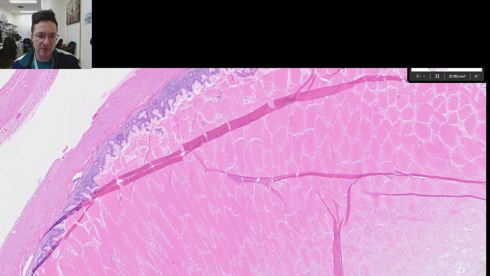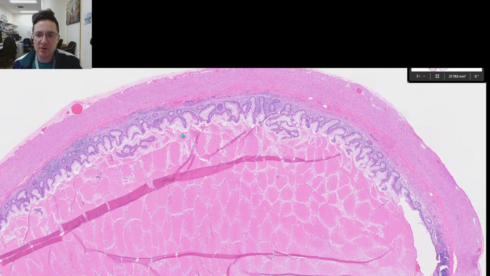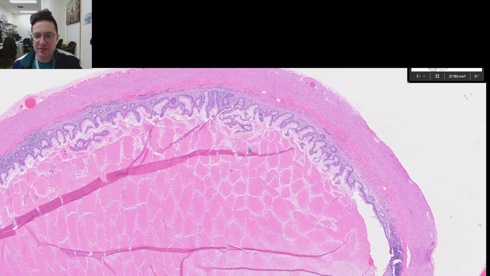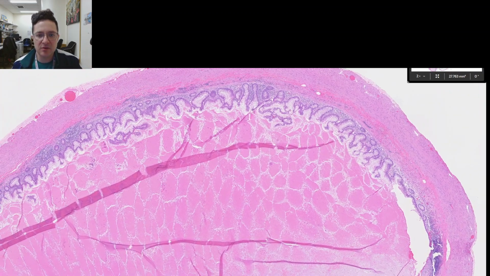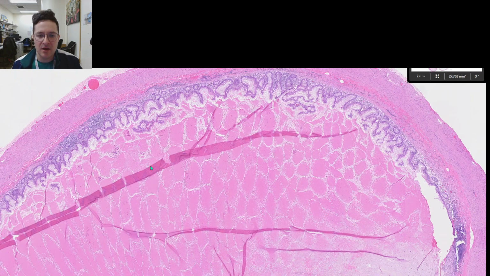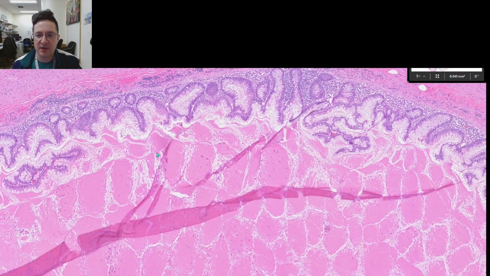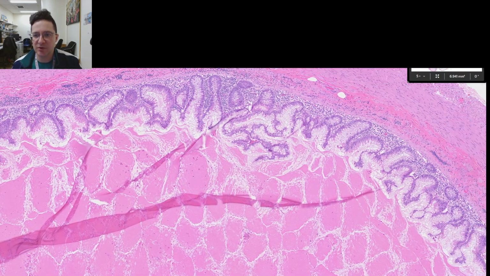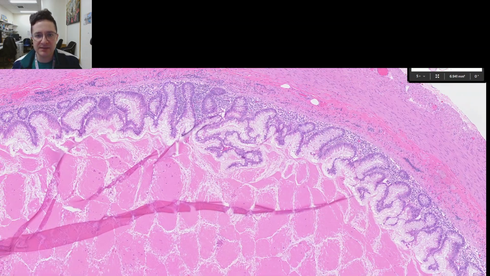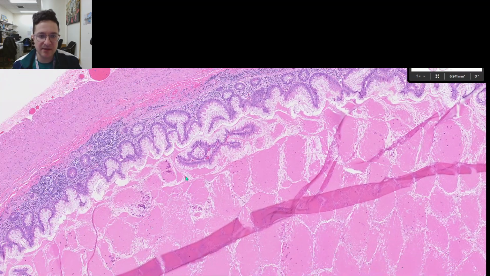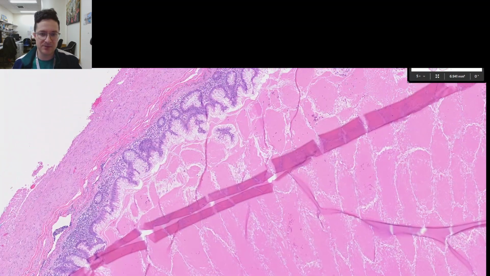We showed it around to different people, and we all agreed that there's just not enough features here to call it an appendiceal mucinous neoplasm. So this was signed out as appendix, descriptively, and then consistent with appendiceal mucocele. This is a very, very cool case. I have not seen a case like this before, because it's just so rare and unique.